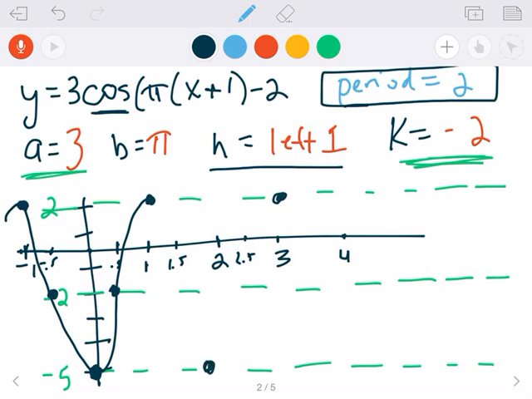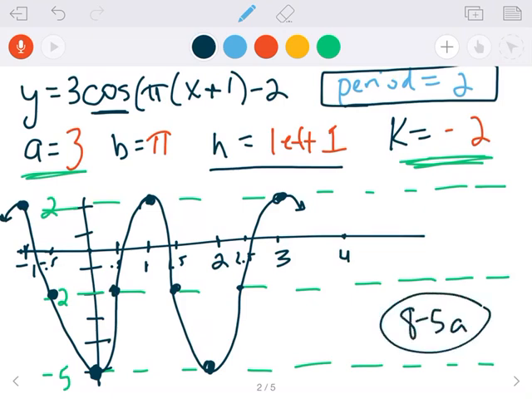That's going to be at 2, and split between 1 and 2.5. So we're going to get the midpoints here. So here's our second cycle of cosine. And remember to add your arrows to be precise. Okay, so that is 8.5a. And then if you want to keep watching, I will do the second problem also, which is 8.5b.